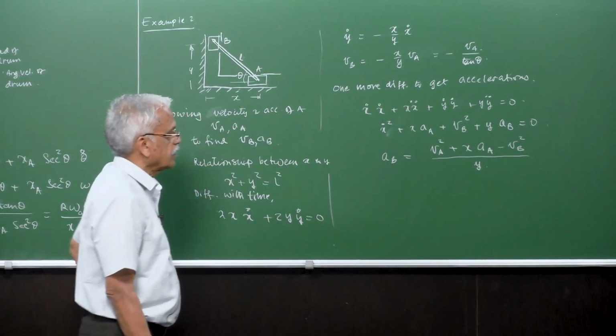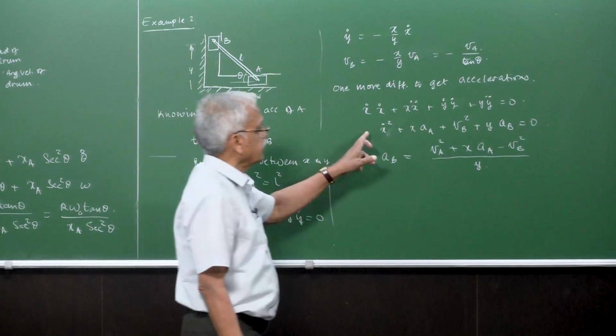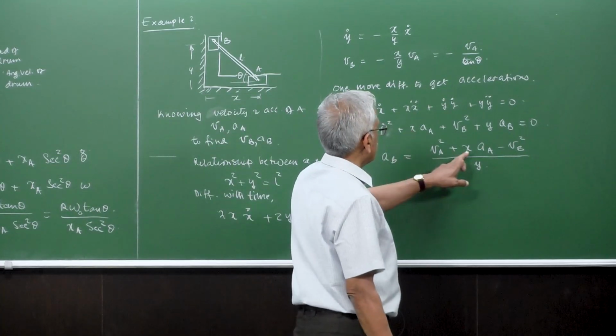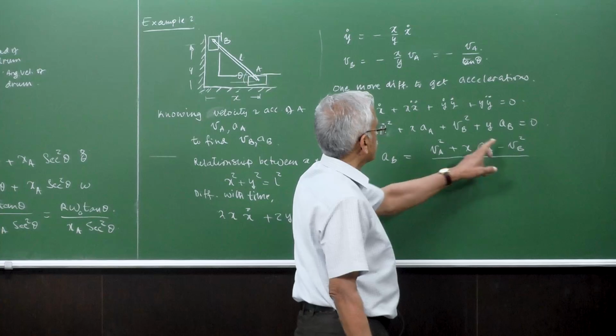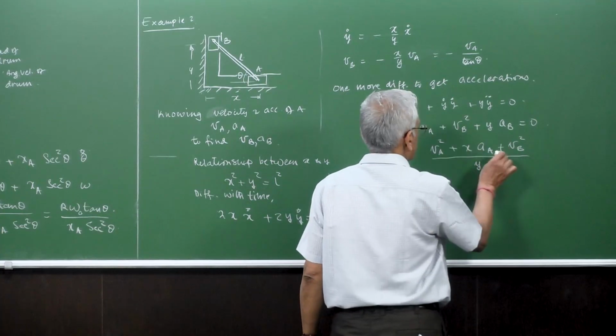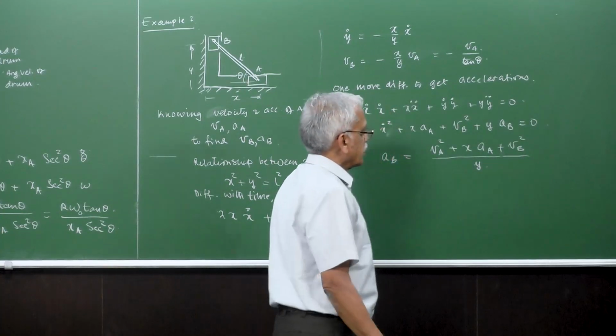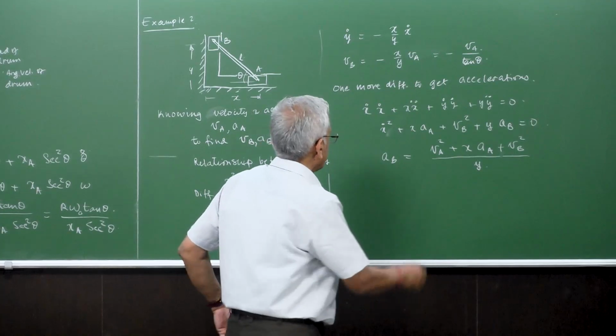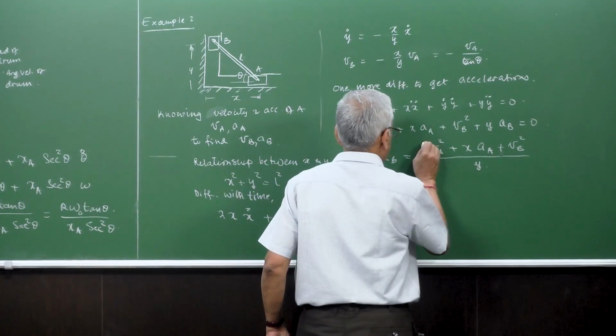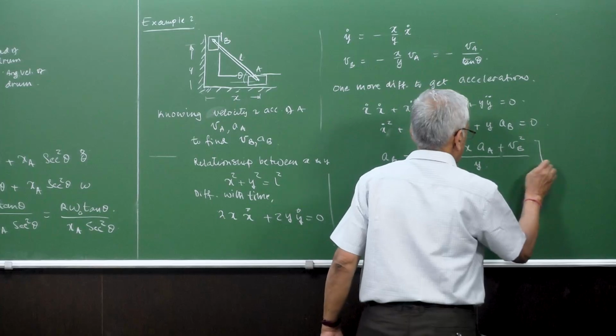So you can write it in this manner. This is VA square x into AA, VB, plus VB square. This is what it is. And by y, and everything put with a negative sign.